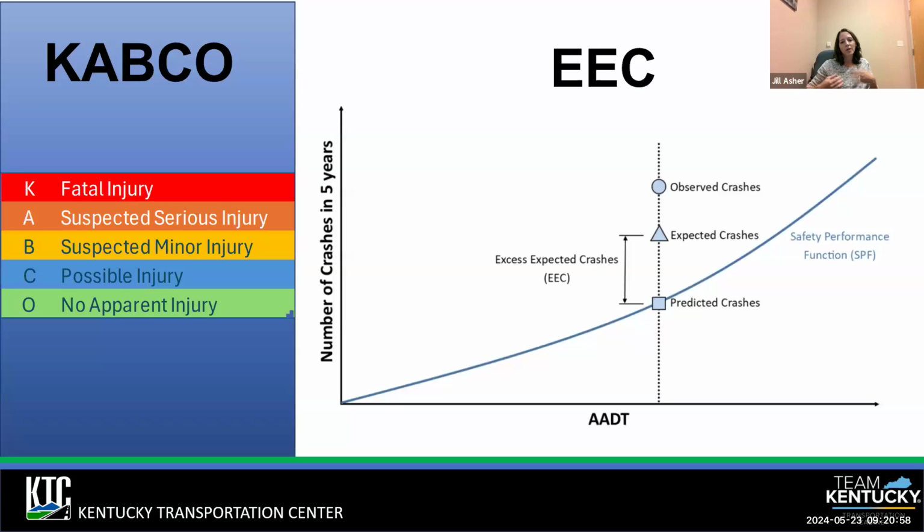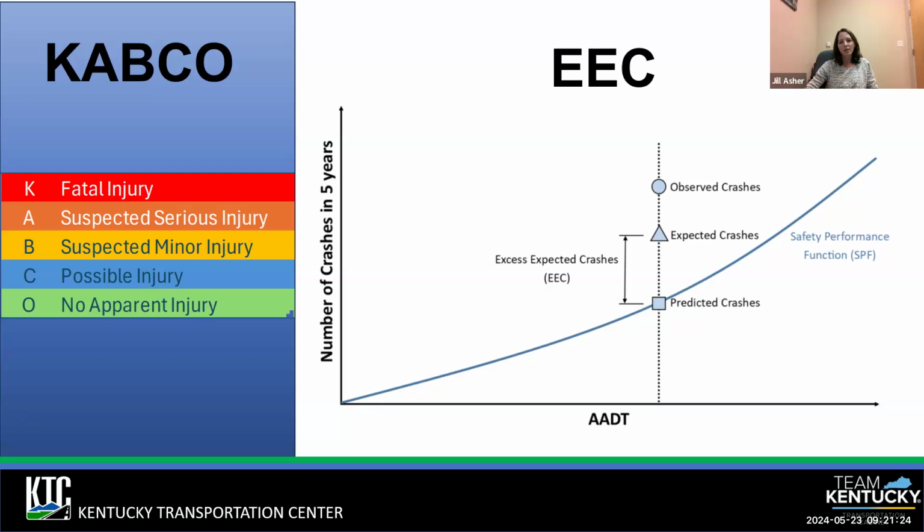And so if you're not familiar with some of the acronyms that were used on the previous slide, KABCO is just a measure of the severity of the collision that's reported on the crash report itself. And so those Ks are your fatalities, and then Ks, As, and Bs are really your fatalities and injuries. And then O is property damage only.